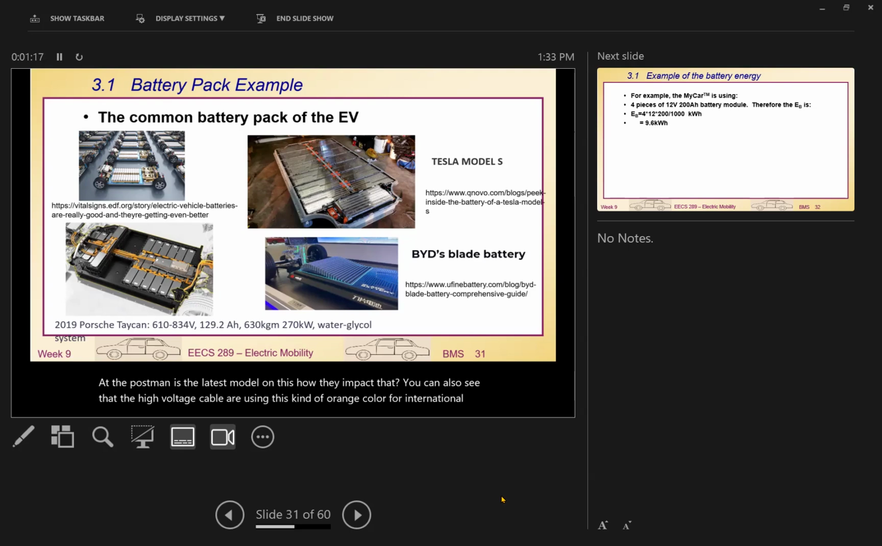And BYD, they have been really famous about their brain battery, which will be like that. They're saying that their current density will be even higher. So now there are some people saying that they are able to charge their battery within 5 minutes. So again, that's an issue of how good the supply of power is. We don't have that many power sources.